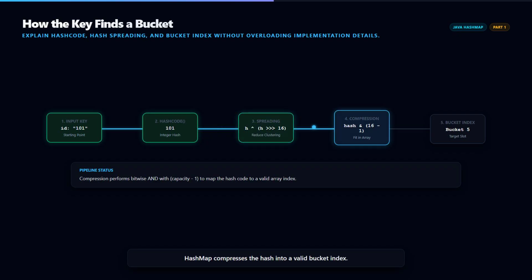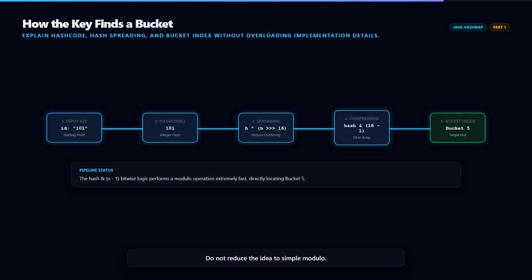Then HashMap compresses the hash into a valid bucket index. Think of this as choosing a legal cabinet number. Now the key has a target bucket. We did not search every bucket. We calculated where to go. For beginners, avoid reducing this to a simple hash % capacity formula. The real idea is, hash becomes a valid bucket position.